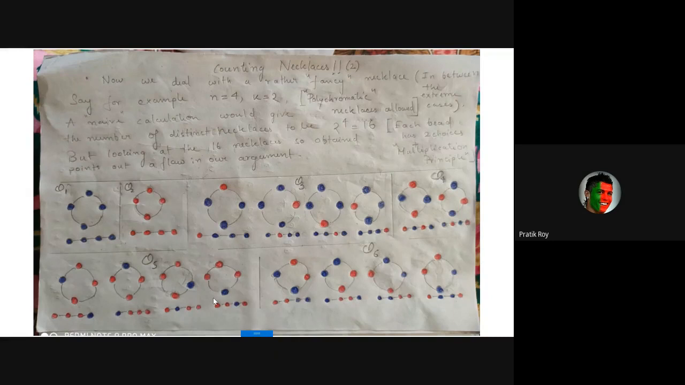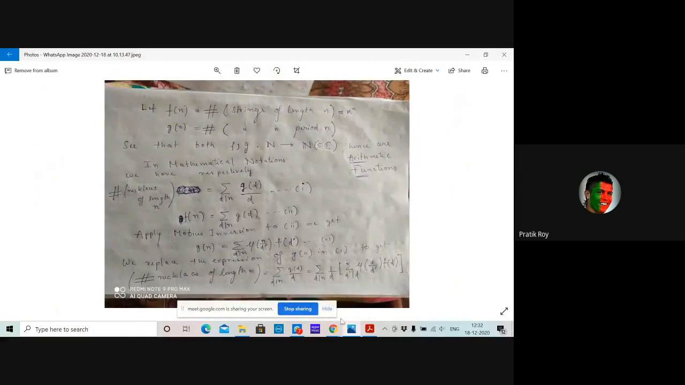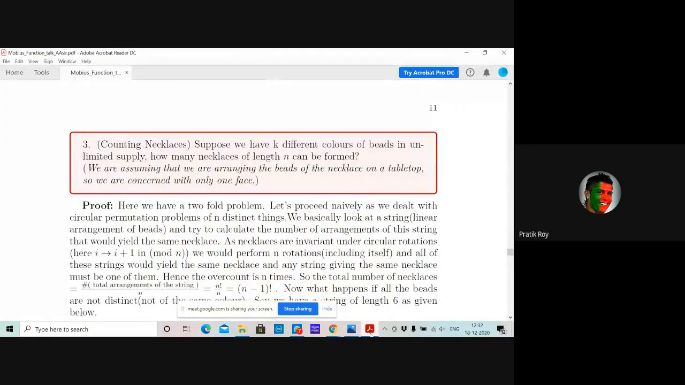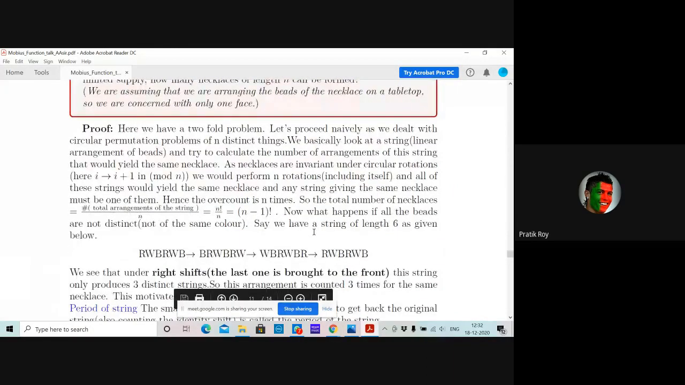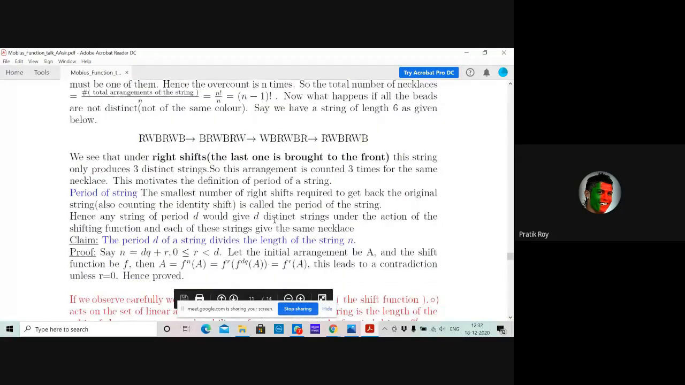And understanding this, I will go back to the write-up once more. Okay. So this prompts us, as we have seen, that there is something going on with the linear arrangements that doesn't only involve the number of colors we have taken, but also the way the colors are placed after one another, or the particular arrangement. This prompts us to define one thing, that is a period of a string.